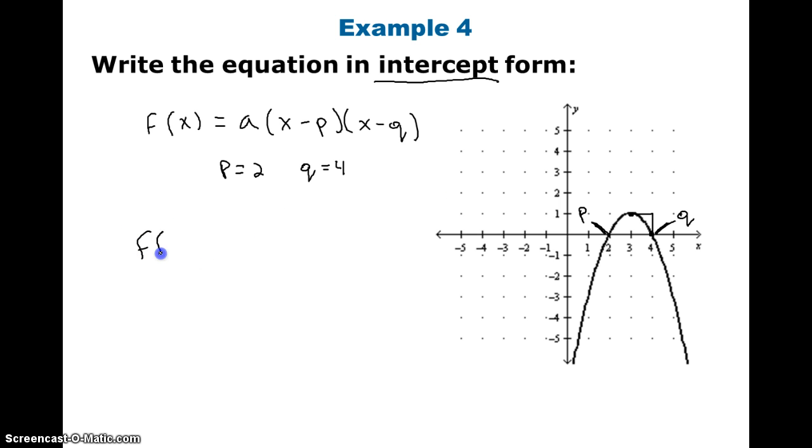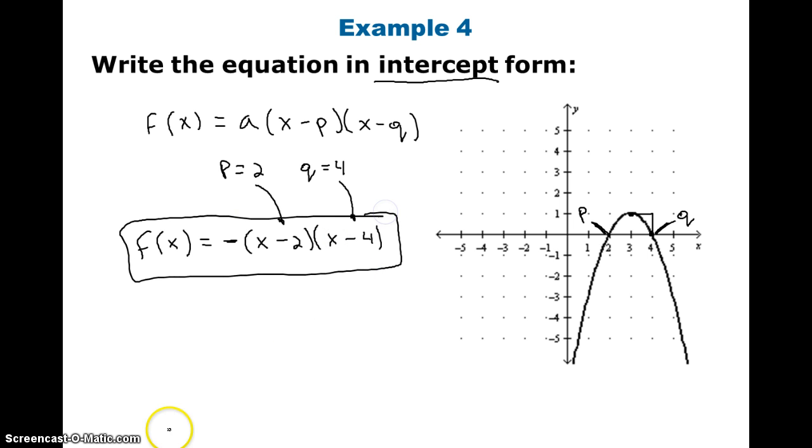So all you do, guys, you substitute the numbers. a is negative because it's going down. p is 2, change the sign, negative 2. So notice you have to change the sign. And q is 4, change the sign. Oops, I don't want q. I want x. So we have x minus 4. And here is my intercept form. Negative a because it's going down.